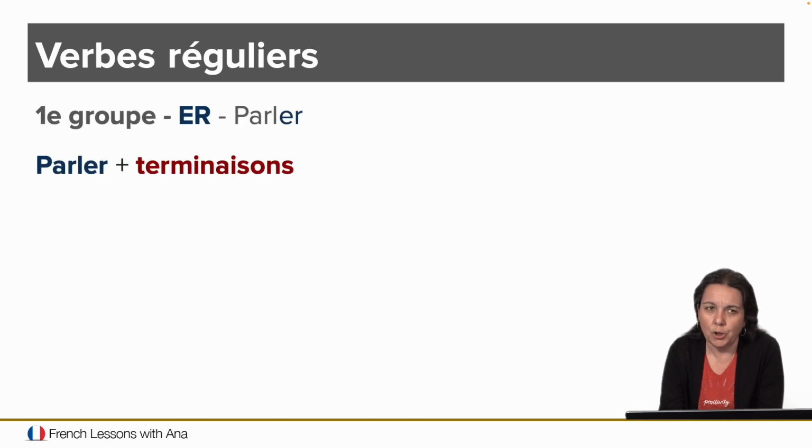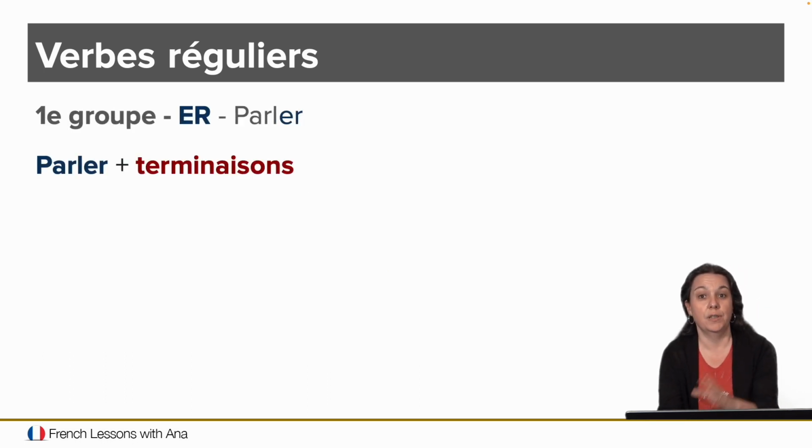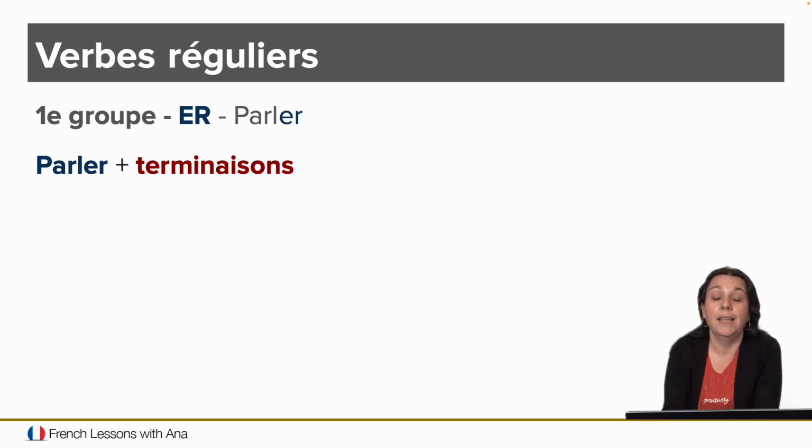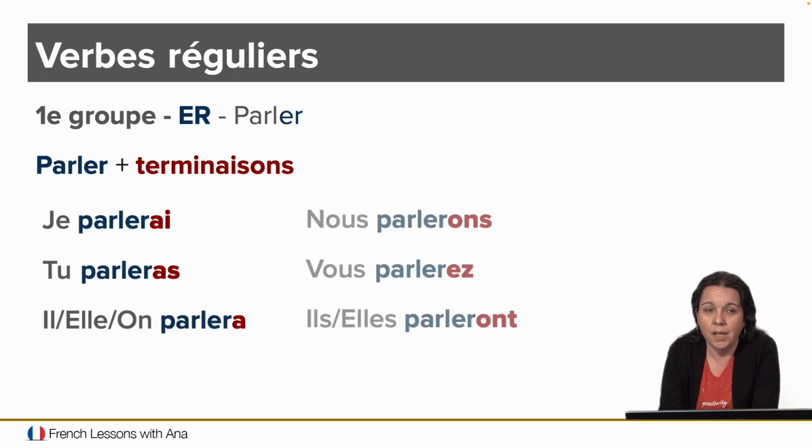So how does that look? Well, let's look at the regular verbs, and let's look at the first group. The first group is the group that ends in er. And as I said, grab the infinitive, do nothing to it. So let's bring the verb parler, to talk or to speak. You're going to keep parler as is, and then you're going to add the terminaison, the endings. And this is what it looks like. Je parlerai. Notice the infinitive is there. We didn't touch it. We just added the endings.